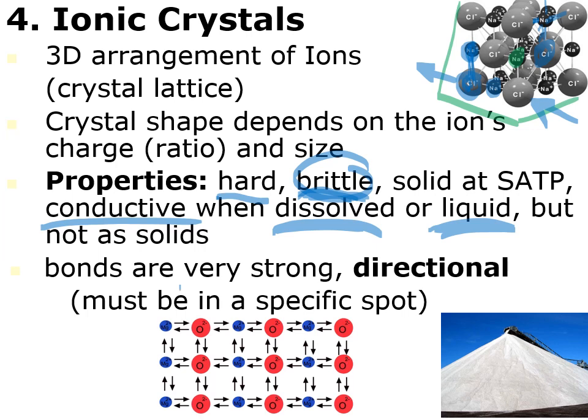So the bonds are very strong, but because of the charges, they are directionally bonded. If you move one layer over, the layers will not be complementary, and instead you have a positive and a positive lining up, and therefore they will split apart. They are quite brittle.